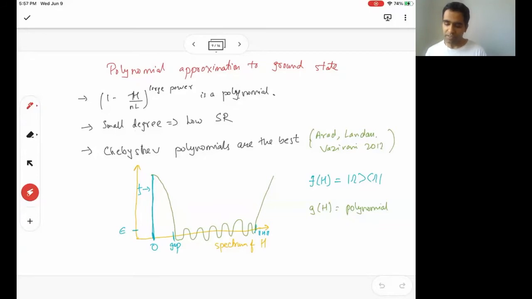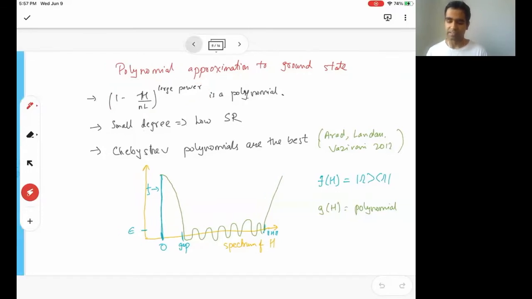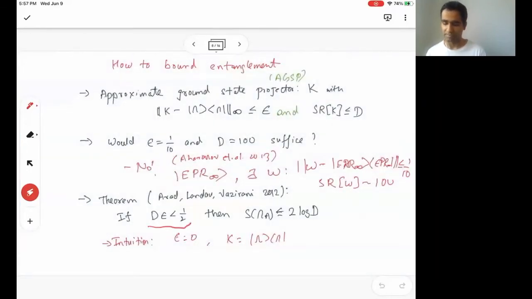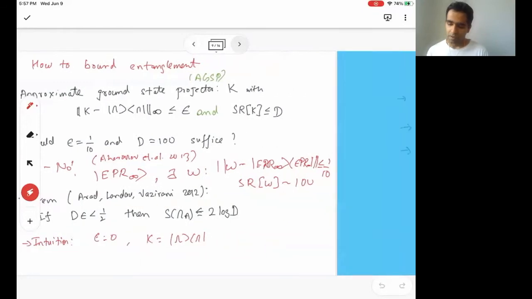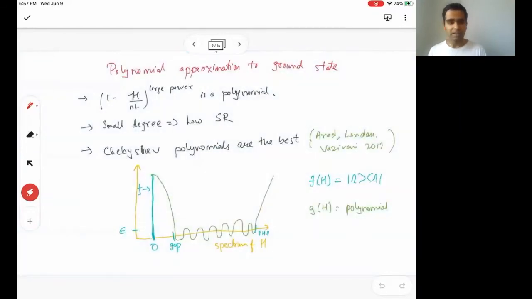It turns out that, for reasons that I won't be able to explain here, this is not a good example of an AGSP to satisfy the condition I showed you earlier, that D times epsilon is less than half. One has to use something better, and in fact anything better than this operator would suffice. The best operator known for this purpose is the Chebyshev polynomial, which was used by these authors. In fact, they observed the importance of Chebyshev polynomials in this area.